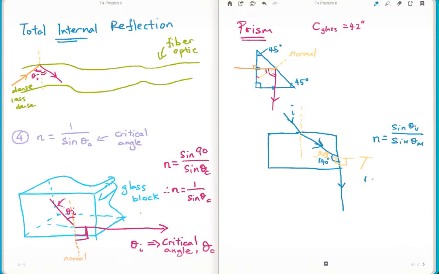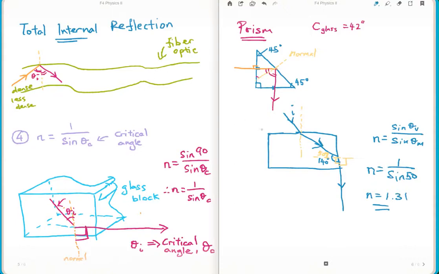So therefore, how do I know it's the critical angle? Because the exit ray is 90 degree. When it's 90 degree, therefore this angle is called the critical angle. So therefore my n would be 1 over sine 50. So therefore your n would be 1.31. You get the answer.